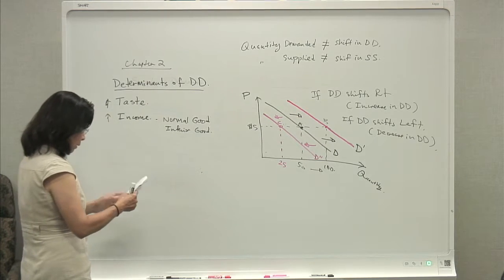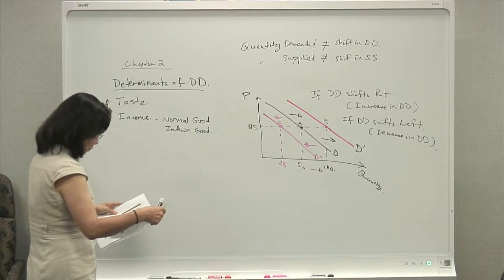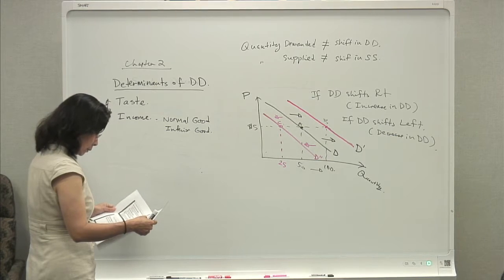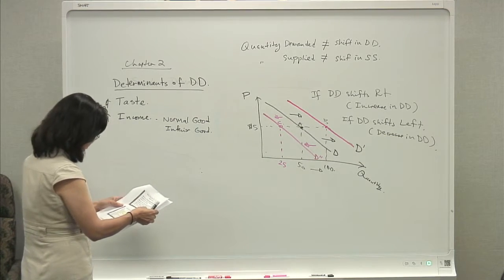And then we have other things like, let's see, what are some of the things. Okay, price of other goods.